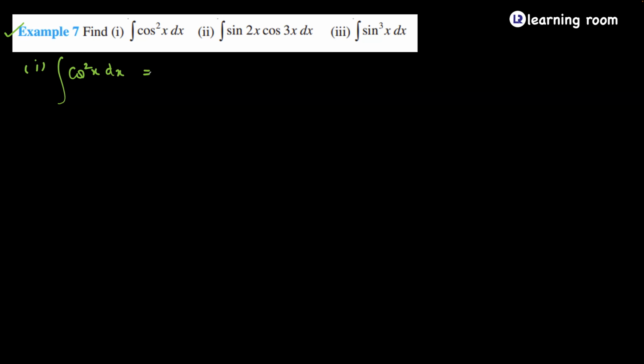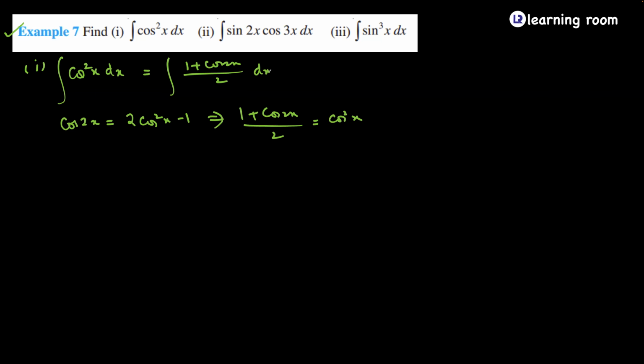So this implies, what we can do is if you take cos 2x, this is equal to 2 cos square x minus 1, means the 1 will go to the other side. It will become 1 plus cos 2x divided by 2 is equal to cos square x, right? So it will be integral of 1 plus cos 2x the whole divided by 2 times dx, right? So when you integrate it, it will be integral of dx by 2 plus integral of cos 2x by 2 times dx. So what will the answer be? It will be 1 by 2 times x plus 1 by 4 times sine 2x plus c.